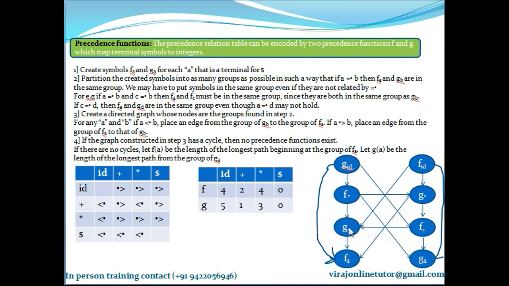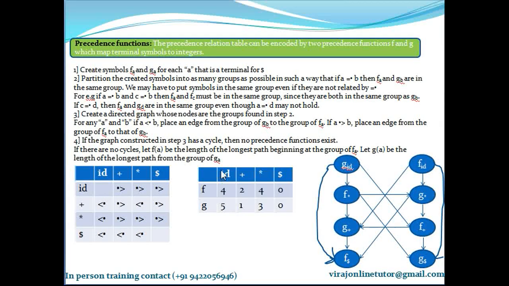Last is the precedence functions table, wherein for each of the terminals you have f and g. For f of id, you have to find the longest possible path which is there in the graph. 1, 2, 3 and 4. So the longest possible path outgoing from f of id is 4. So mark it 4.